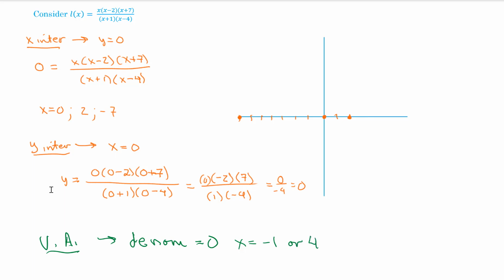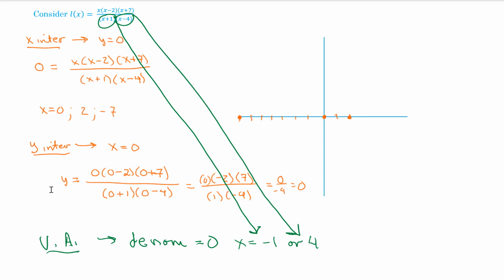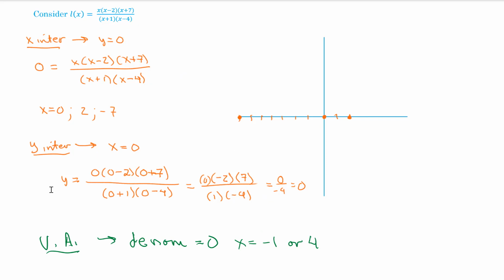The -1 came from this x plus 1. The 4 came from the x minus 4. So I'm going to put these two locations on the graph. X equals -1 is going to go right here in green. And then I'm going to come over to x equals 4.